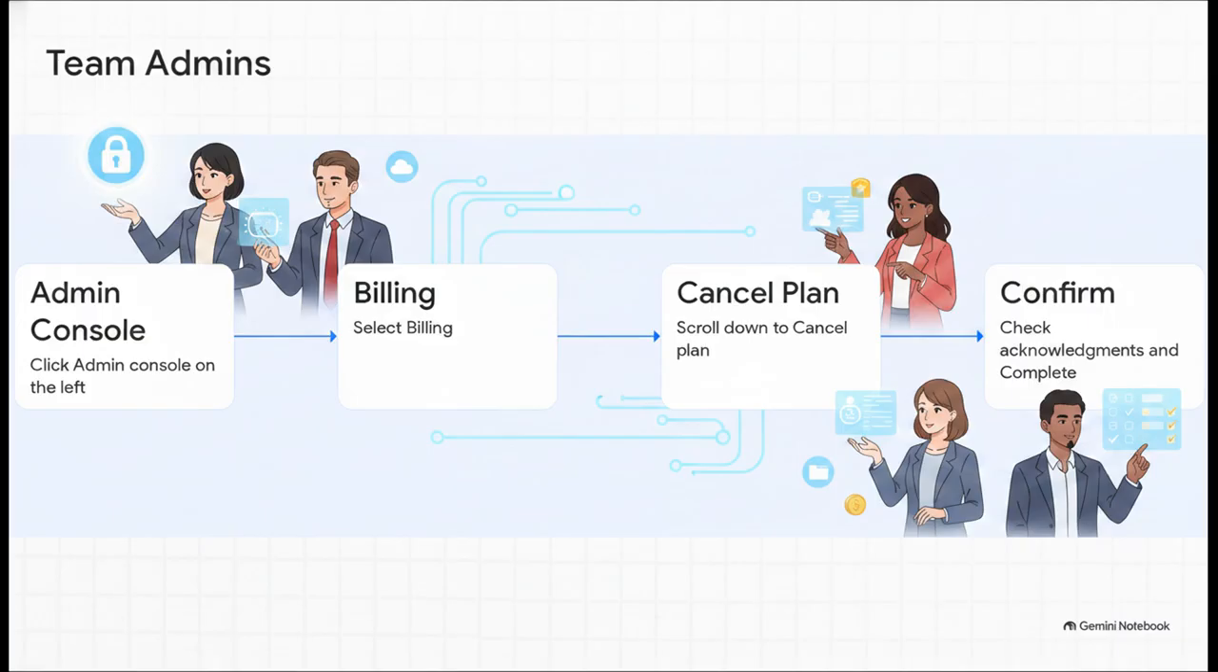But if you're a team administrator on a standard, business, or advanced plan, your cancel button is hidden securely inside the admin console. Don't go looking under your personal avatar, it's not there. You have to click Admin Console on the left menu, select the Billing tab, scroll down to Cancel Plan, and then, this is super important, make sure you check all the acknowledgement boxes before hitting Complete Cancellation.